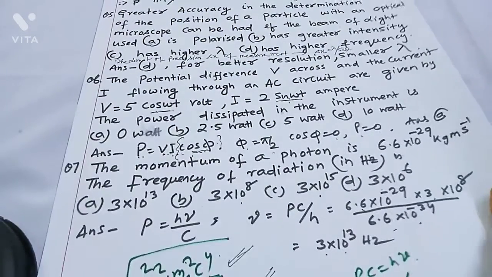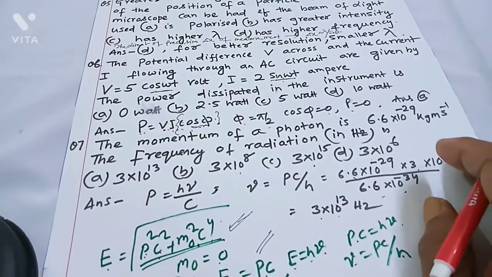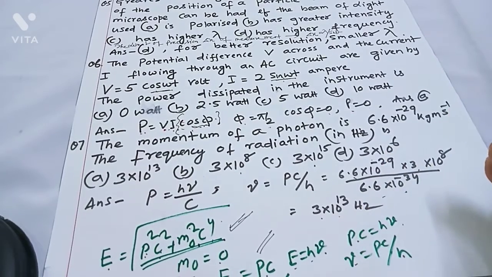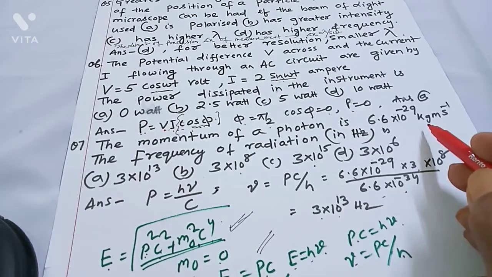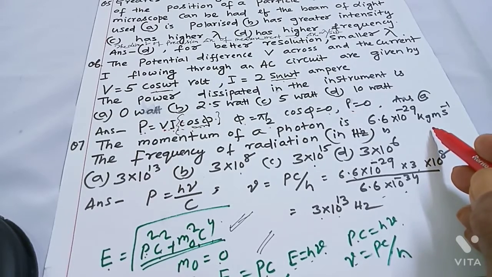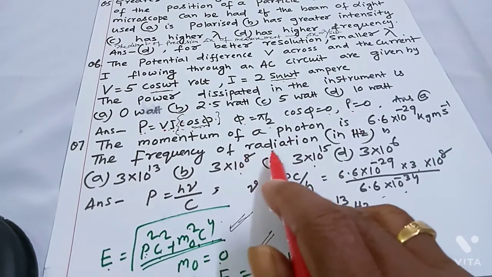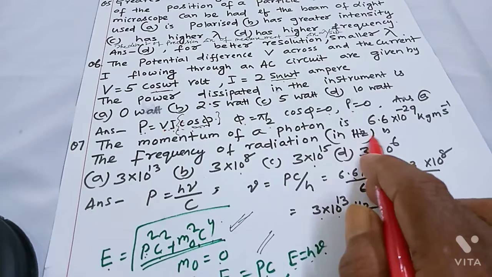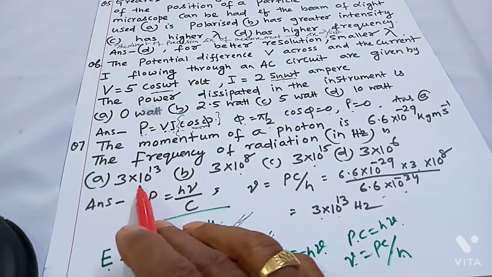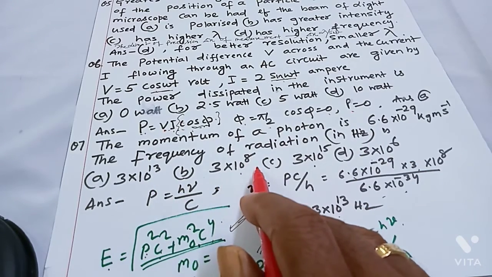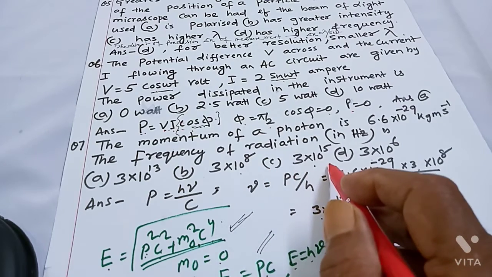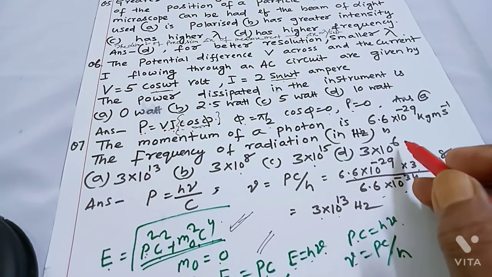Next question: the momentum of a photon is 6.6 times 10 to the power minus 29 kg meter per second. The frequency of radiation in hertz is: first choice 3 times 10 to the power 13, 3 times 10 to the power 8, 3 times 10 to the power 15, 3 times 10 to the power 6. This is a very important question.